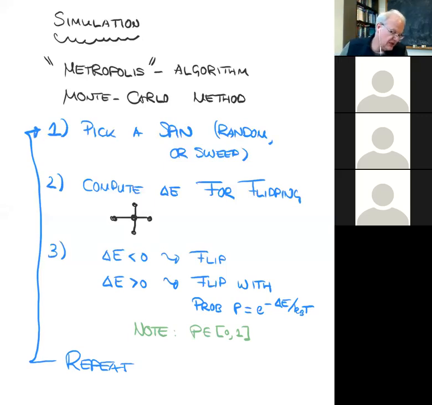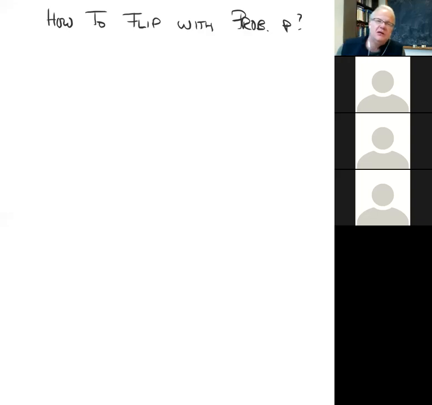So the only thing you need is some kind of algorithm that allows you to flip a spin with the probability that is some number between 0 and 1. And that's kind of where the Monte Carlo comes in. Let's make it a whiteboard. So, how to flip with probability P? Well, it's very simple. You need a random number generator.